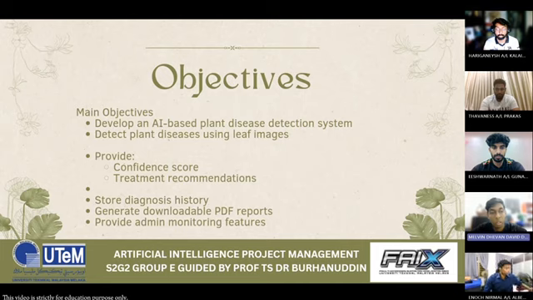So, for the objective, we have our main objective, which is to develop an AI-based plant disease detection system, and also to detect plant disease using leaf images. To achieve this main objective, we provide the confidence score and also the treatment recommendation. And also we store diagnosis history, and finally the user can generate downloadable PDF reports, and also they can see their monitoring features through the admin portal.